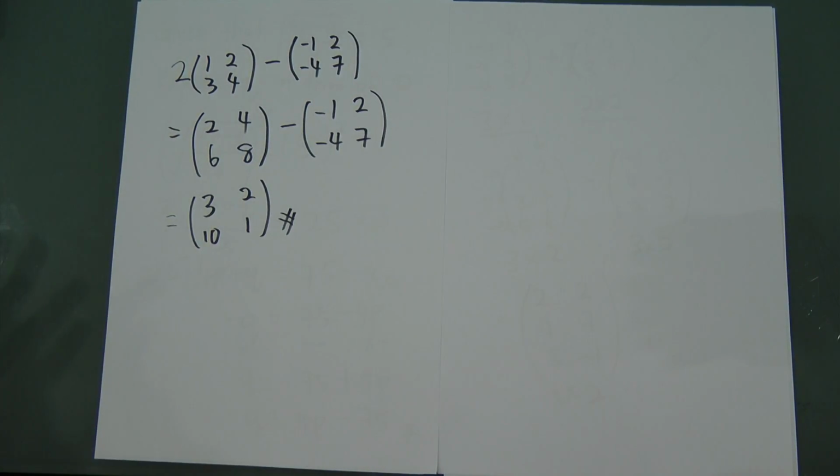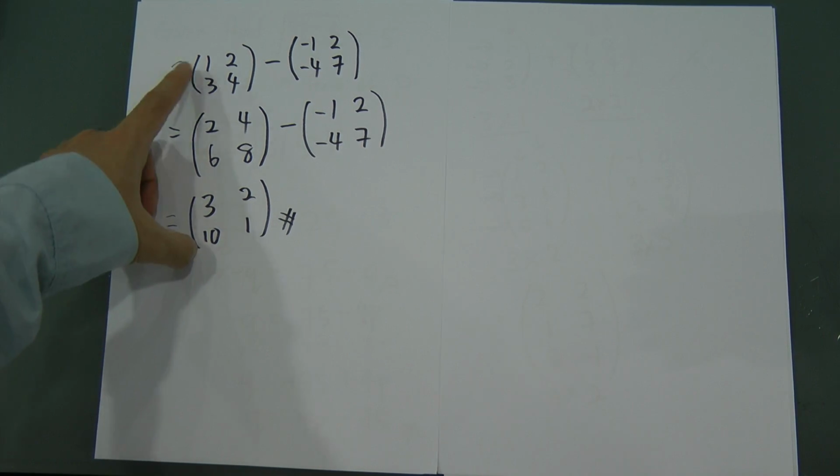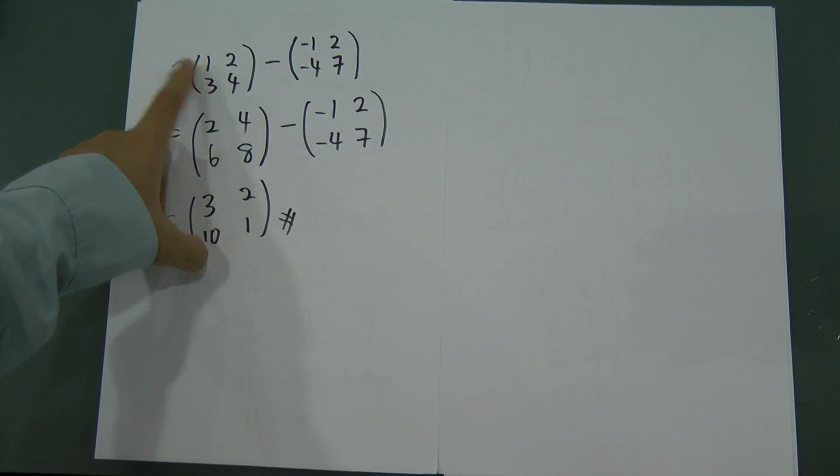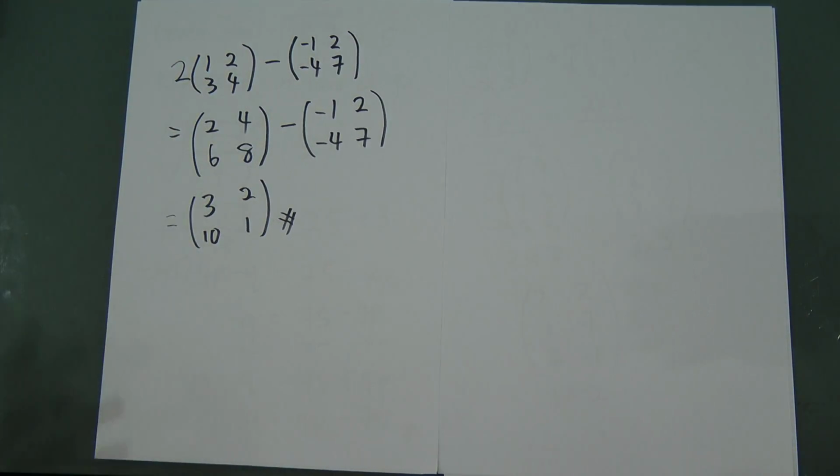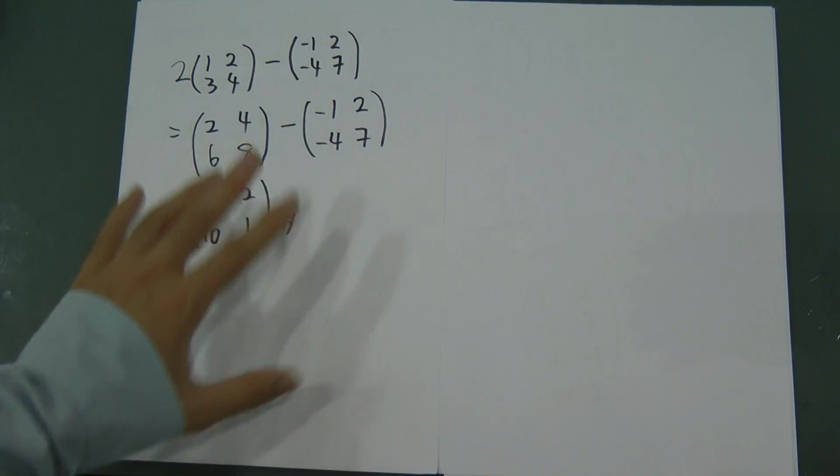Actually, it's very simple. When you see the 2 in front, you make sure you multiply to all of it. You don't just multiply one. Later I will show you more past year questions and examples to make you understand this better.